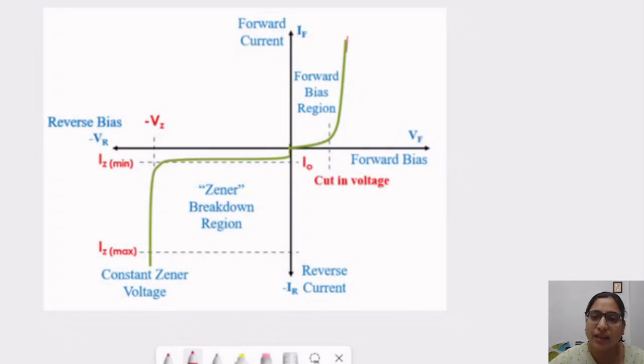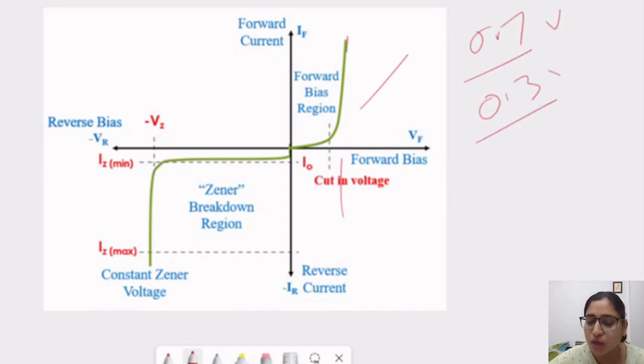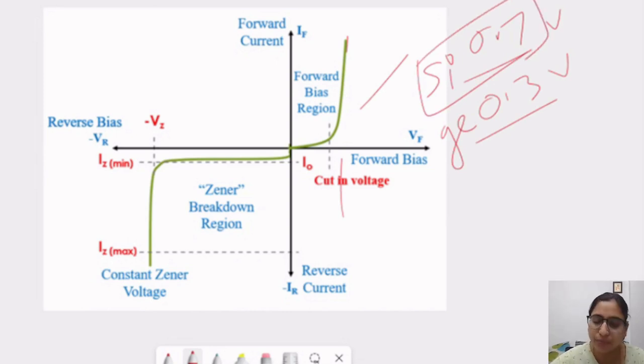This is the VI characteristic graph of a Zener diode. Now, in the forward region it is behaving like a normal PN junction diode. It means it has some cut-in voltage, and after that current will start increasing, or the diode will work in forward bias. Here the cut-in voltage for silicon is 0.7 volt, whereas for germanium it is 0.3 volt. So we prefer silicon more than germanium for making Zener diodes. Why so? Because it can handle more current than germanium.